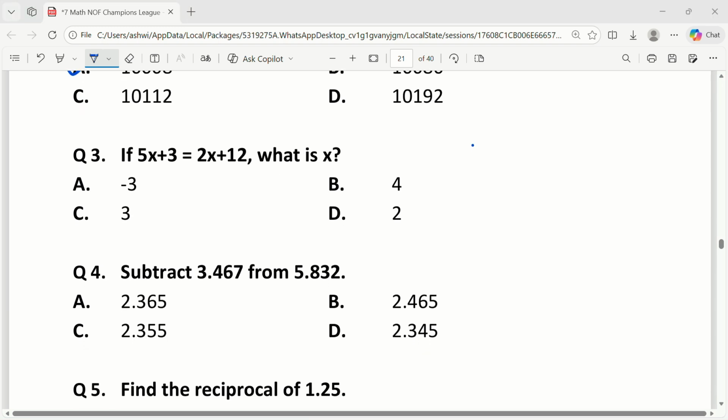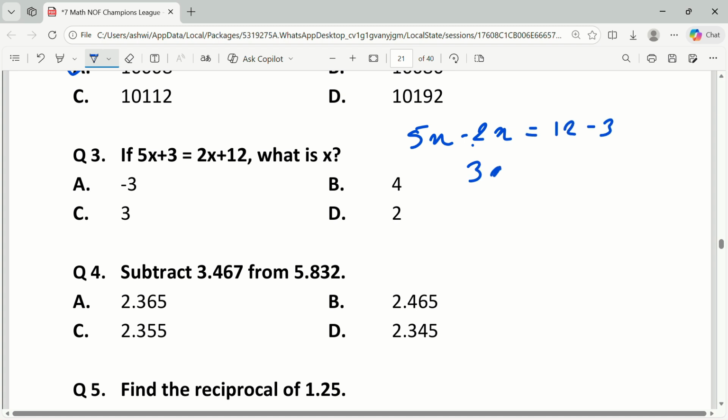Question number 3. If 5x + 3 = 2x + 12, what is x? Bringing both the variable terms on one side and the constants on the other, we have 5x - 2x = 12 - 3, which is 3x = 9. That is x = 3. Comparing with the given options, the answer is C, 3.